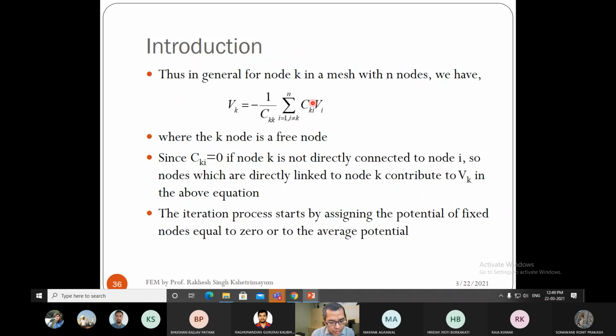Once you have the node voltages, you can find out the approximate solution of the voltage in the unknown region of space.